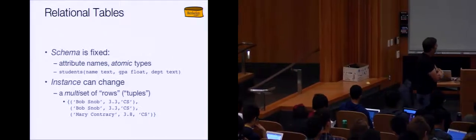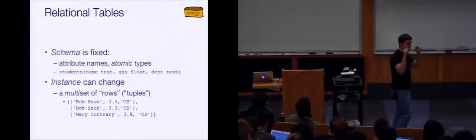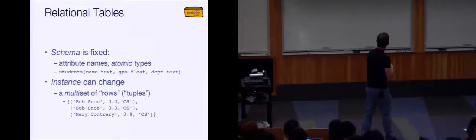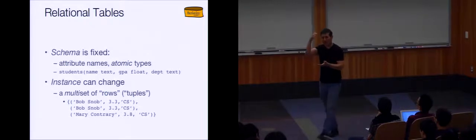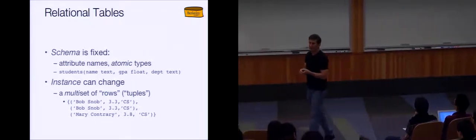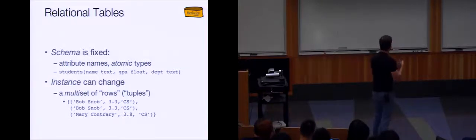Okay. So the schema of the table is fixed. That's the description of the table. It's the metadata, the data about the data, right? But the instance of the table can change. An instance is a particular population of records in a given table. So it's like the state of the table. What data is in the table right now defines the instance.